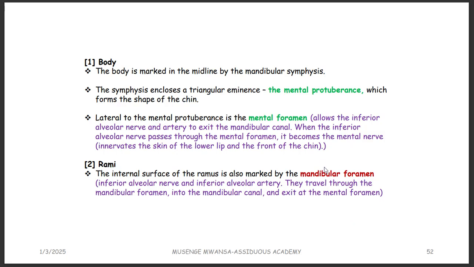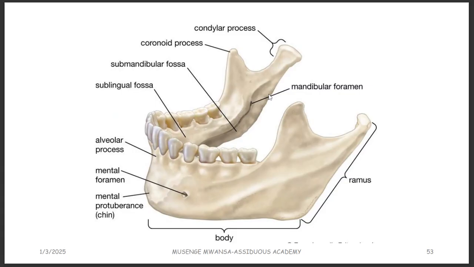Okay, so at the mandibular foramen, you are going to have the inferior alveolar nerve, inferior alveolar artery, and even the vein, you expect it to be there. They are going to travel through the mandibular foramen into the mandibular canal, and exit via the mental foramen. So they are starting from where? Mandibular foramen, and then mandibular canal. This is the foramen, and then you have the canal, and then you come out from this foramen again.